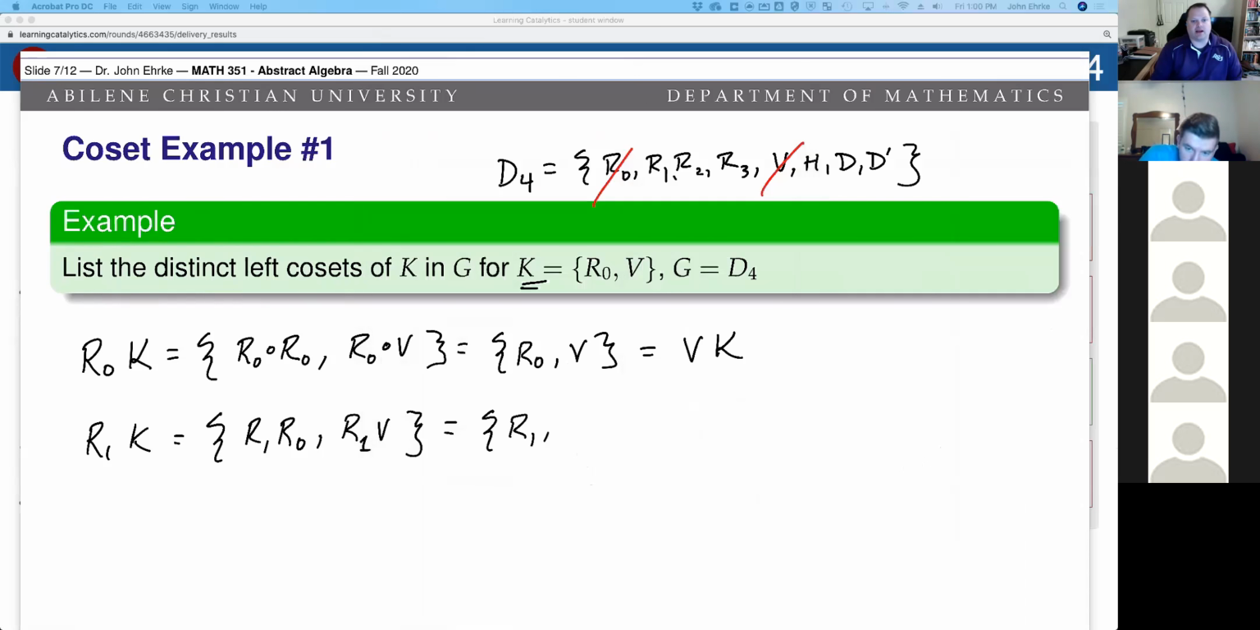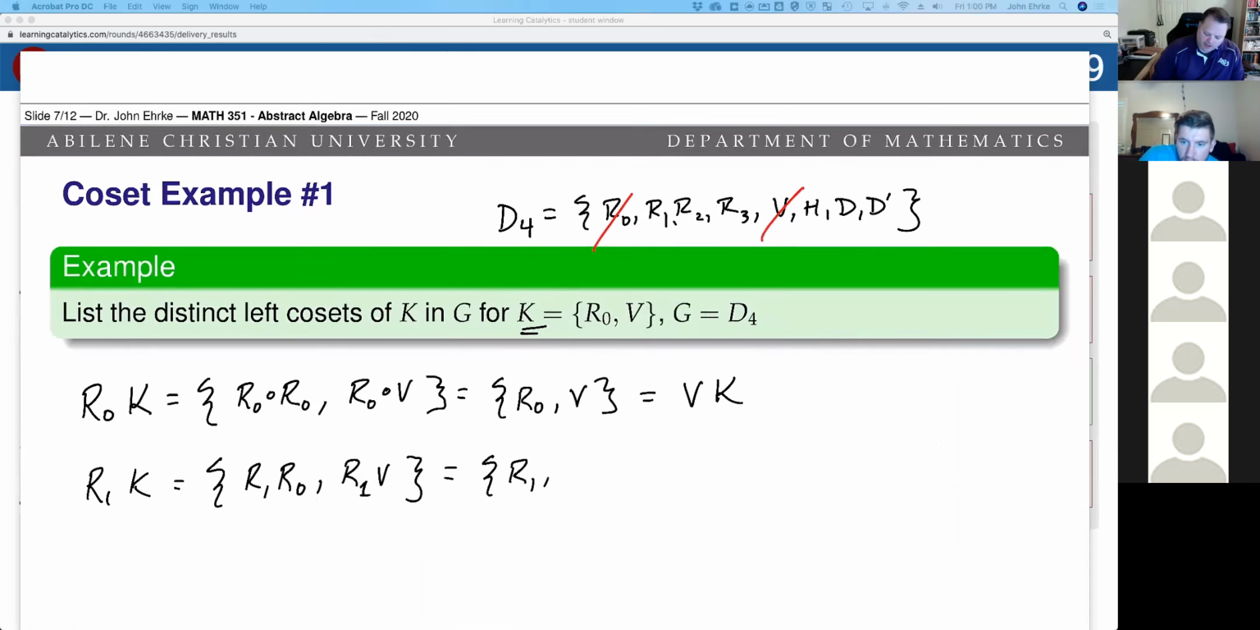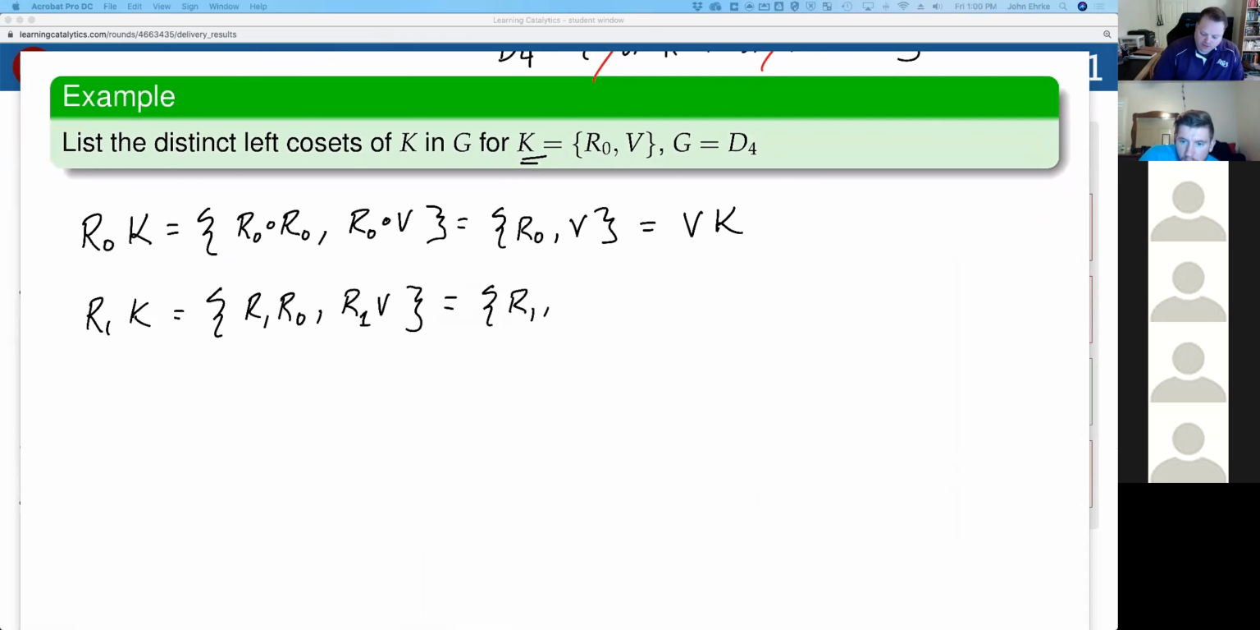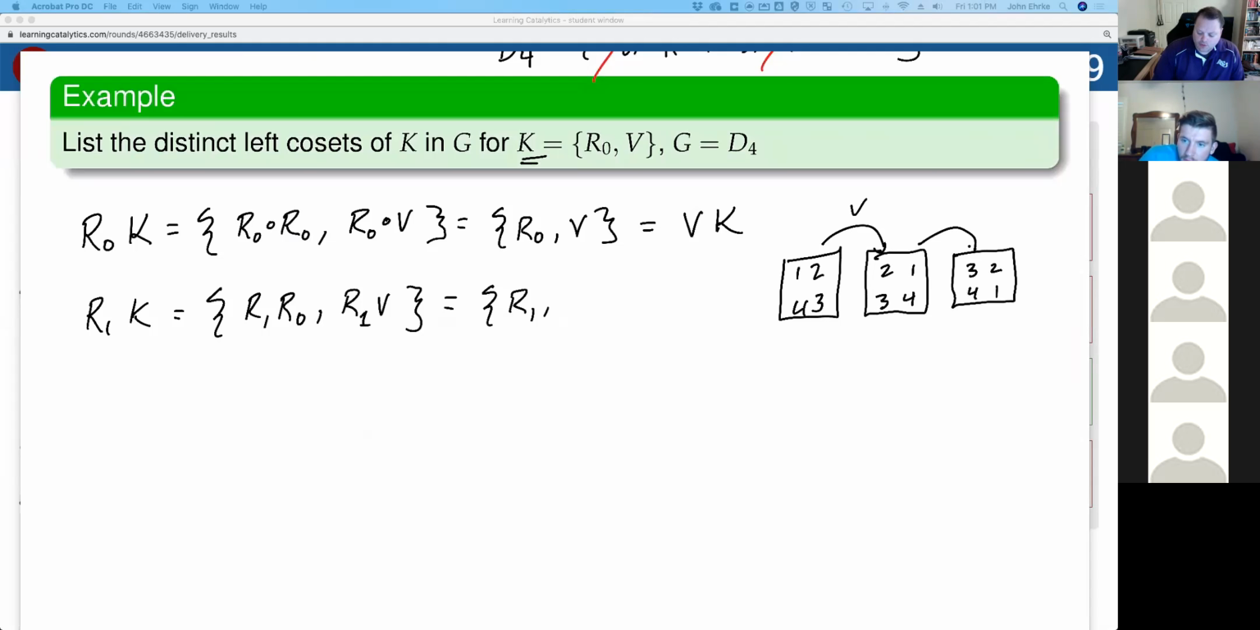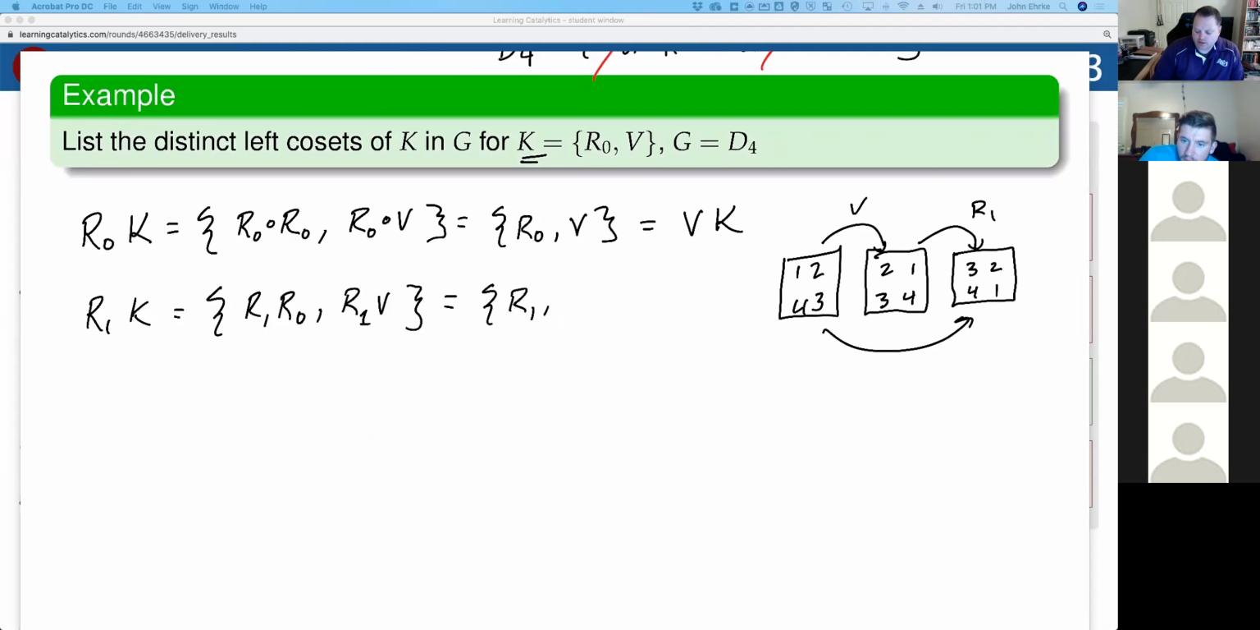Let me just write it out so that we're comfortable with it. I'm not going to do this for every single one of them because it'll take a long time. But you've got 1, 2, 3, 4, then 2, 1, 3, 4. That's if you do the vertical. And then 3, 2, 4, 1 if you do R1. That's the same as doing the off diagonal.